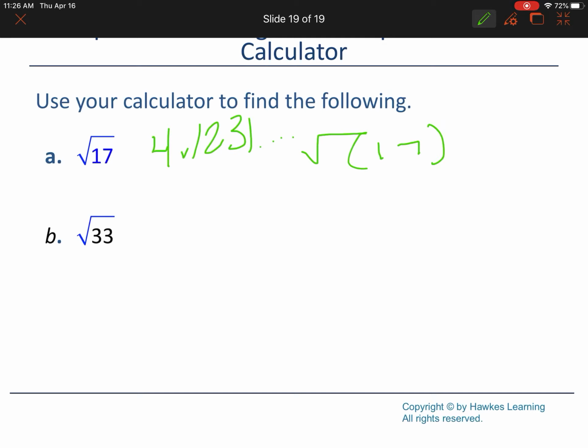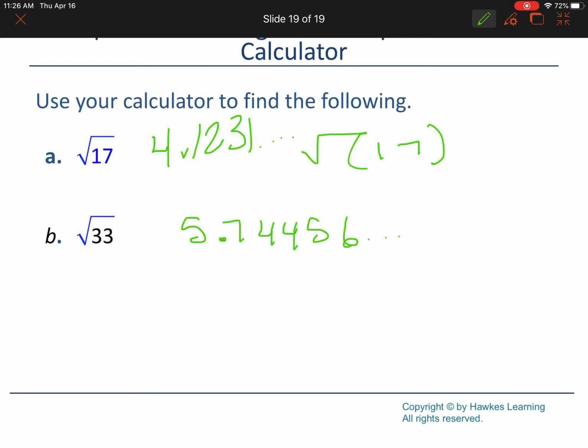So do that and make sure you know how to find these square roots on your calculator. Try the square root of 33 as well. And that should turn out to be 5.74456, and so on.